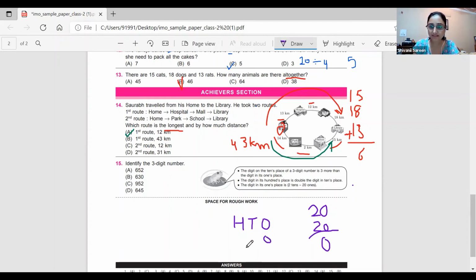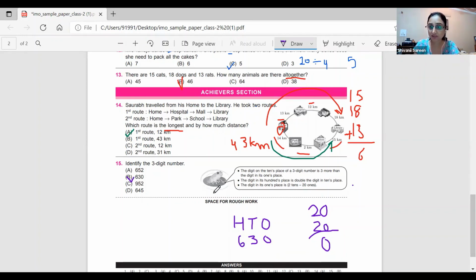Let's find the tens digit. The tens digit is 3 more. So if the ones digit is 0, it has to be 3 because 0 plus 3 is 3. Now, let's find the hundreds place number. The hundreds place number is double the tens digit. So 3 into 2 is 6. So 630 is the correct answer.